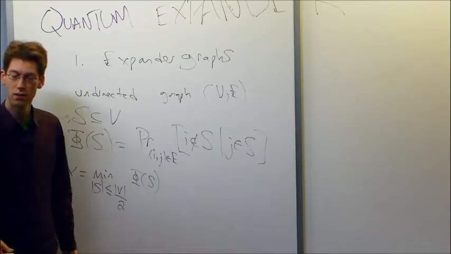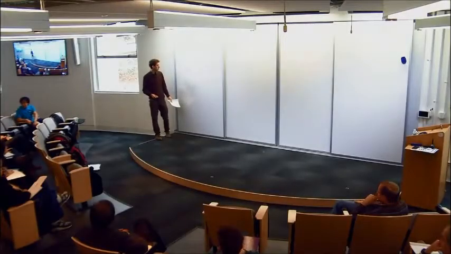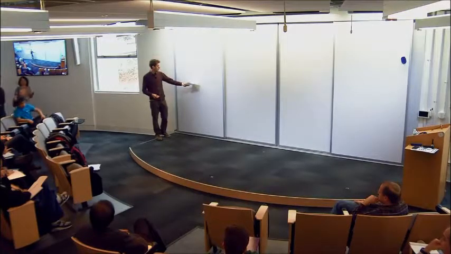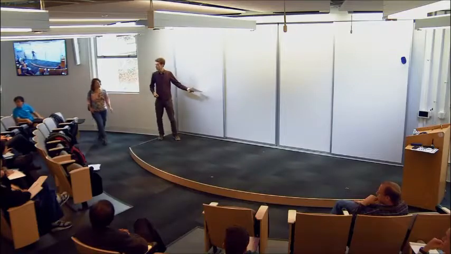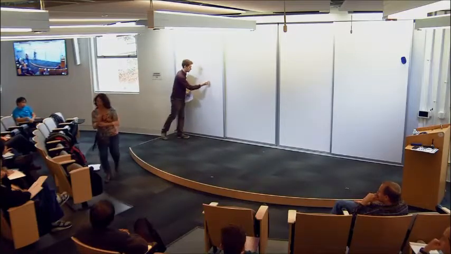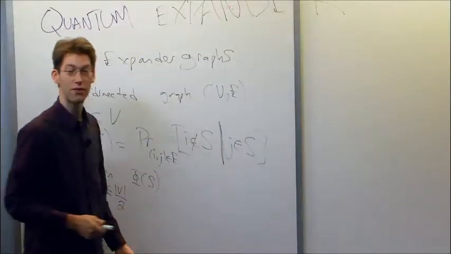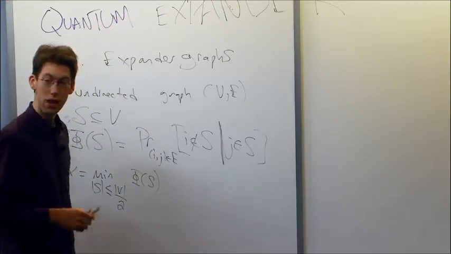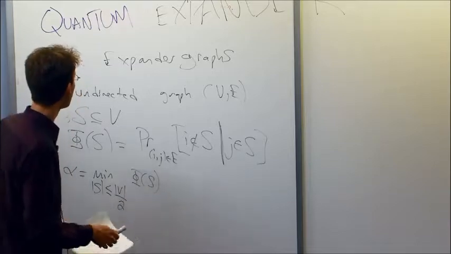Yeah? Is there a factor depending on the size of S that's missing? Or is one of the endpoints in S in your probability? This is a conditional probability. This is a probability of this happening conditioned on that happening. So there's no reference to the degree or the size of the graph or anything.